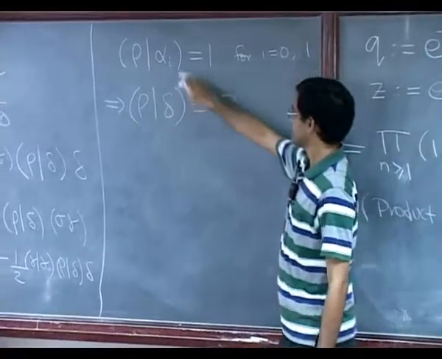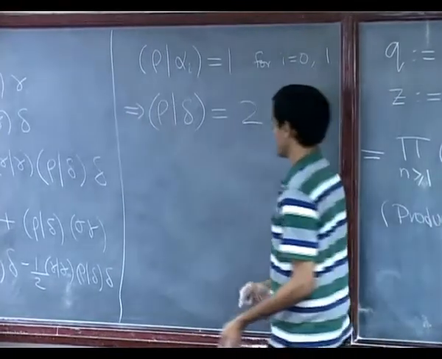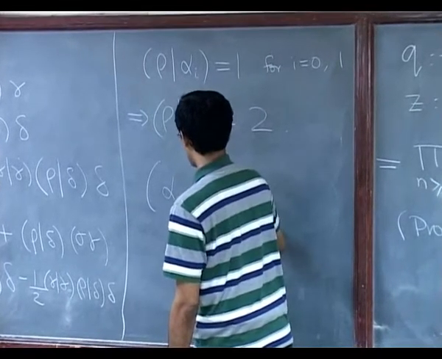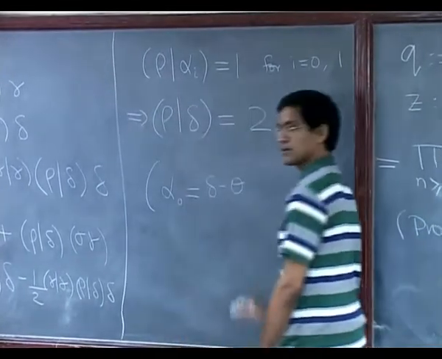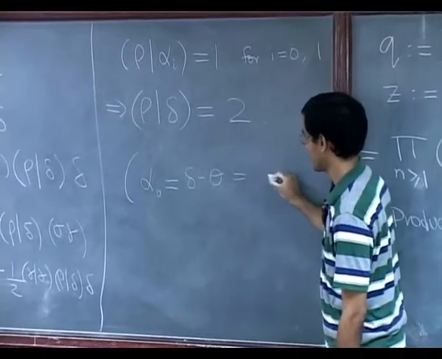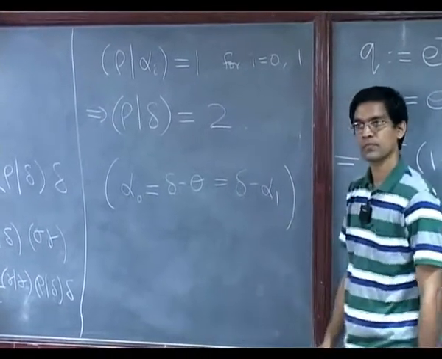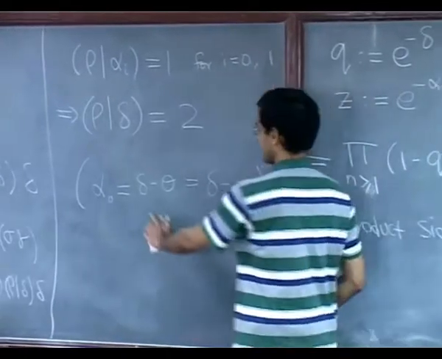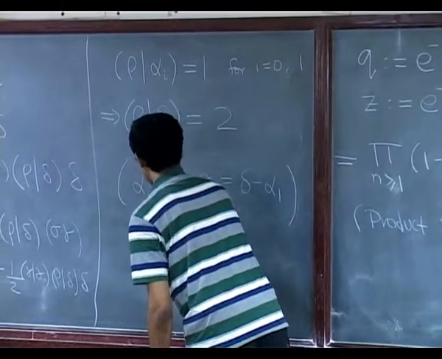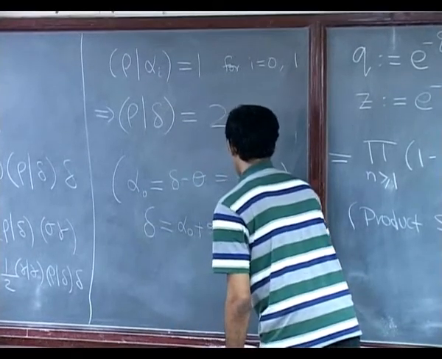So, I claim given this, rho delta I know is 2 in this case. Why is that? Well, recall we are doing SL2. So, in general, here is the formula that alpha naught is delta minus theta. This is what happens in general. It is just a very simple computation which I will quickly go through. In this case, because we are doing SL2, it is delta minus alpha 1. So, in general, delta is nothing but alpha naught plus theta, but in this particular case, it is alpha naught plus alpha 1.